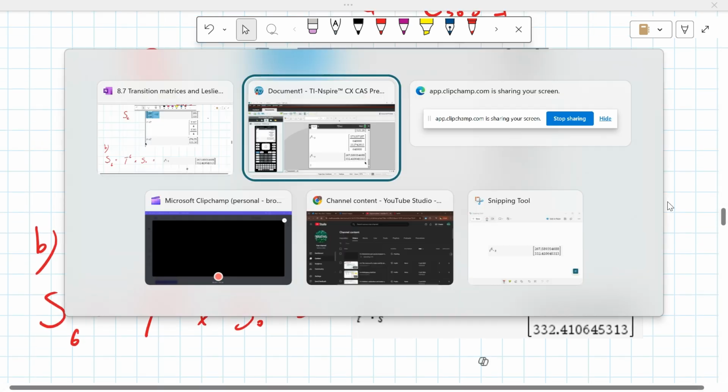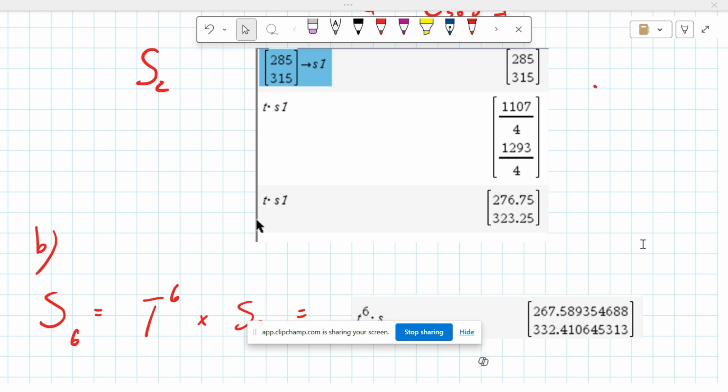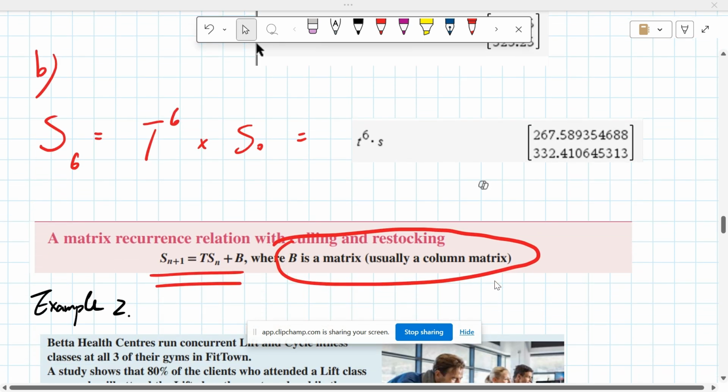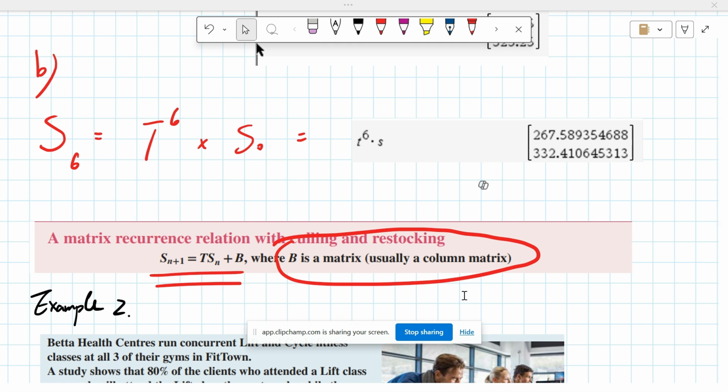In the second part, we're going to talk about Leslie matrices, and also something about adding on, the difference with culling and restocking, which uses other column matrices. I'll see you guys in the next session.